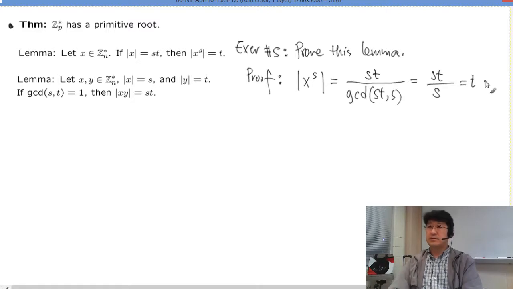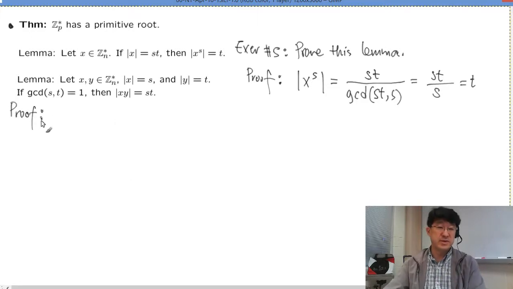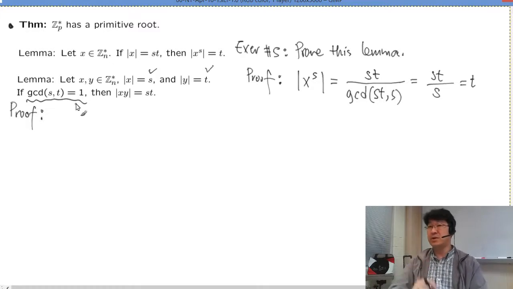Question? Right, we're going to prove the next lemma together. These tools are used to show the existence of a primitive root. So let's begin the proof of the lemma together, and at some point I might turn it into an exercise or not, just asking questions. I have two elements in Z_n star. One has order s, the other one has order t. The condition is that s and t are relatively prime to each other. Fair enough?